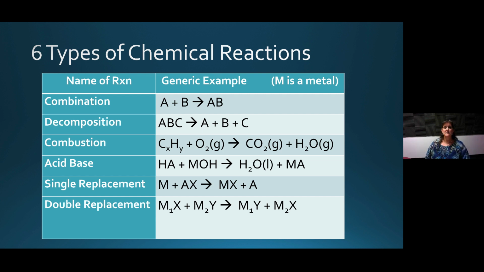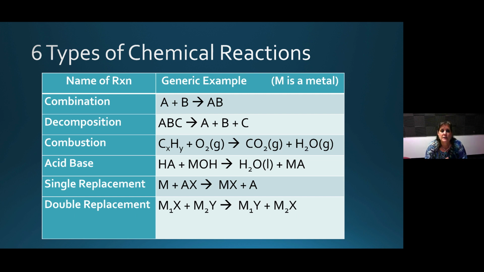Next is acid-base. We learned about that in chapter 9. An acid has an H in front. A base has an OH in back for the Arrhenius acids and bases. When you have an acid and a base, the H and the OH come together and make HOH. What is HOH? It's water. So we're going to make H2O liquid, and then whatever's left over, M stands for a metal, A is a nonmetal, so we have a metal and a nonmetal coming together.